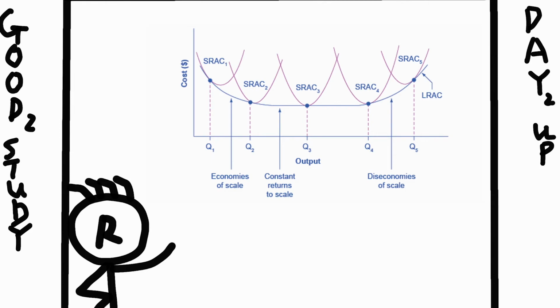See, from Q1 to Q2, in the beginning, the LRAC decreases. This is because of the economies of scale, as we talked about. Then it becomes flat. It's called constant returns to scale. This means that as you produce more, your cost does not go down anymore. And eventually, it'll start to go up. It's called diseconomies of scale.